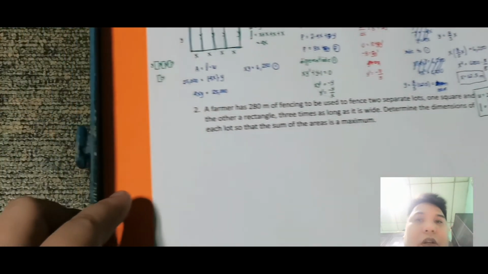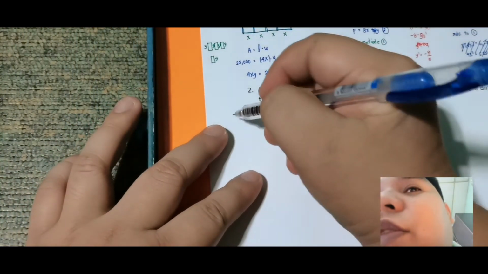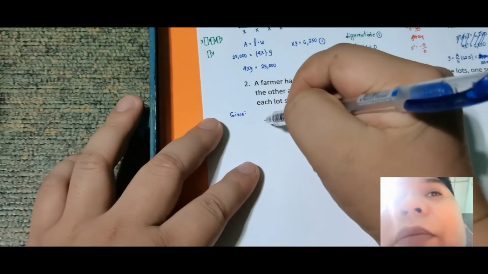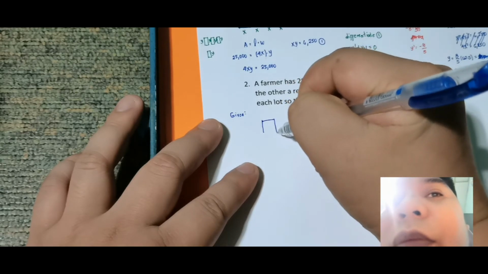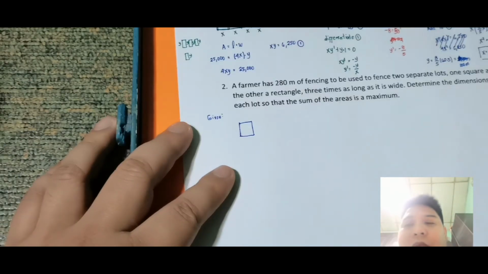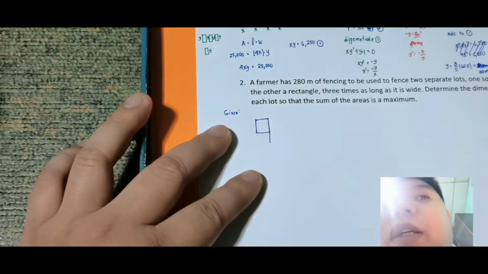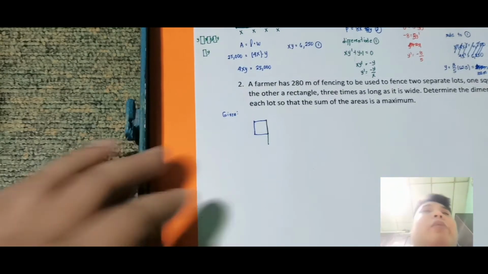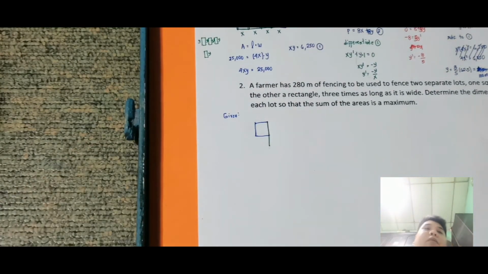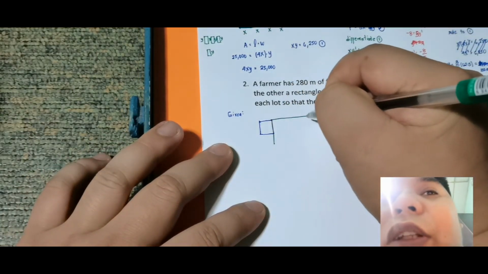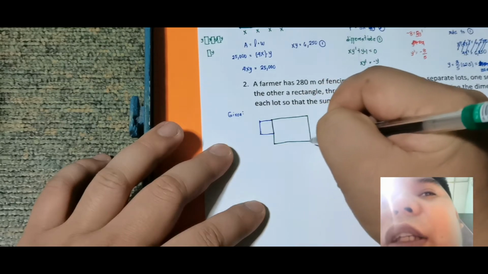So, syempre una drawing natin. Okay, so given, dito na lang ako maglilit. O yung ating diagram. So, kung ito yung square, okay, then, ito yung isa. Siyempre, nakakita na ba kayo ng lote? So, pag sinabi bang separate lots, dapat magkahiwalay. Okay lang naman pala na magkahiwalay sila totally.